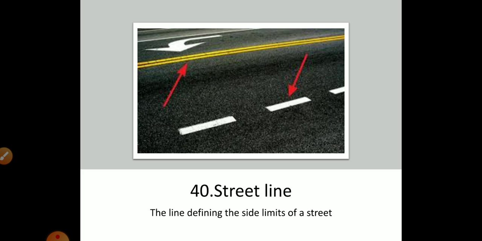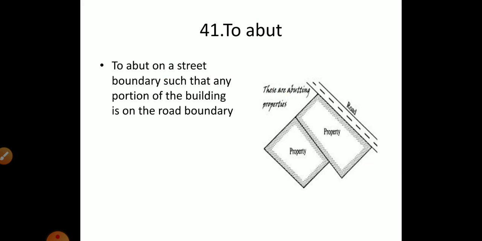The next part is the street lines. You can see the street lines in a highway road. What does the street line indicate? The line defining the side limits of a street. There is an overtaking side line also, there is a speed line also, there is a turning line also. It is called a street line.